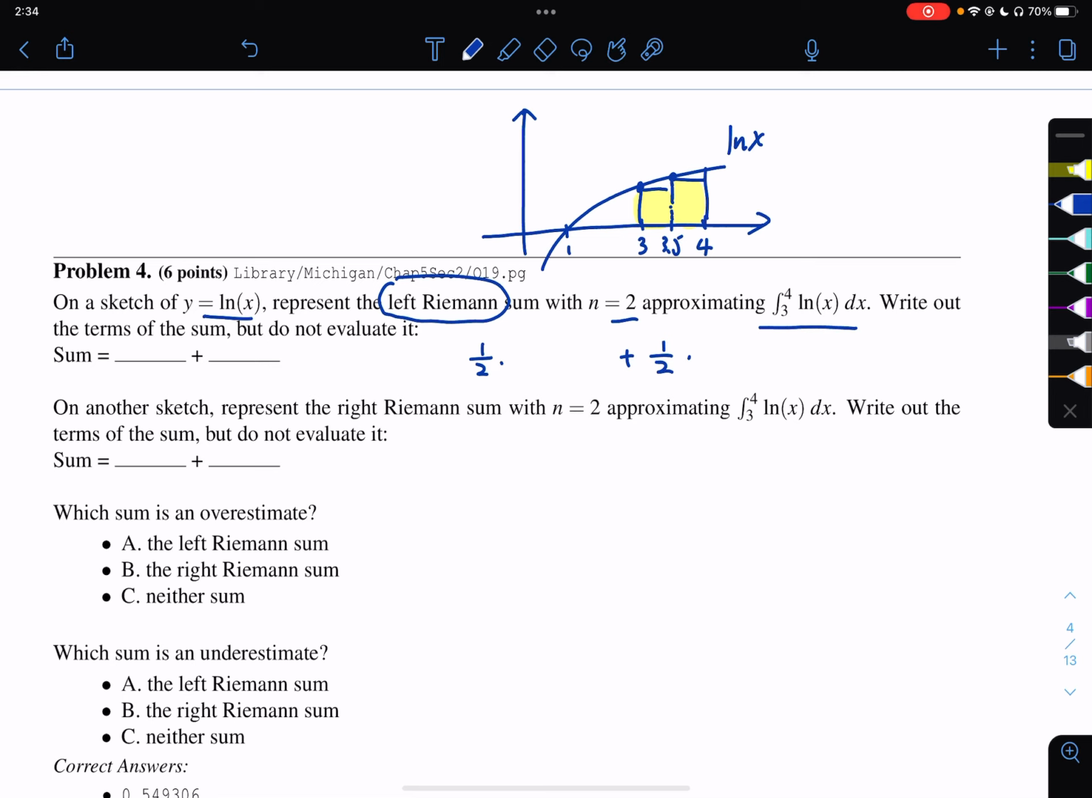And then I multiply by their heights. I'm using left end Riemann sum. So this point has log 3. This point has log 3.5 as a height. So I can find this relatively easily.